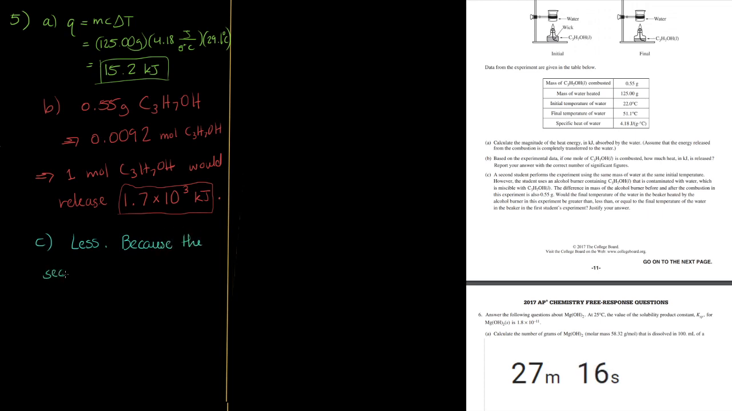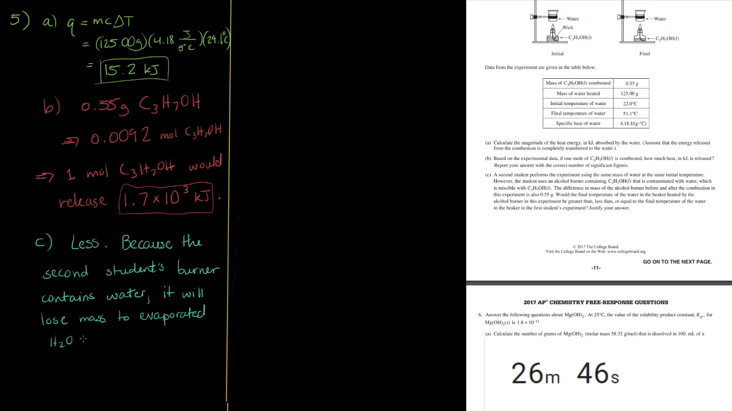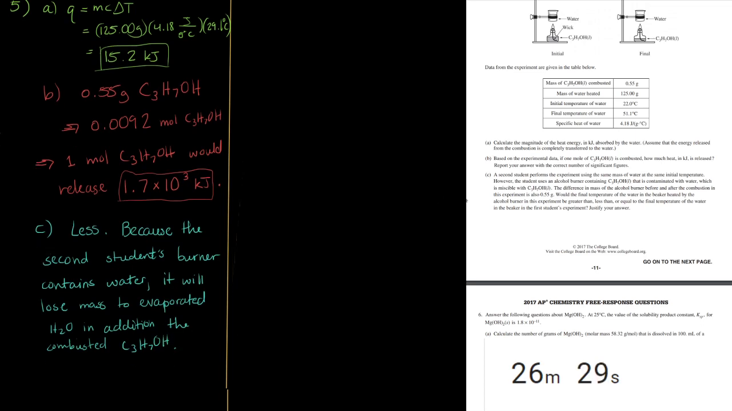the second student's burner contains water, so we can say that it will lose mass to evaporated H2O in addition to the combusted C3H7OH.